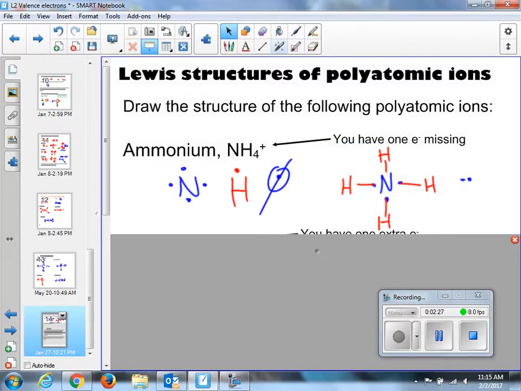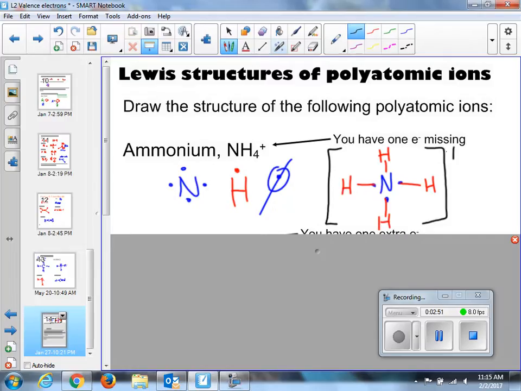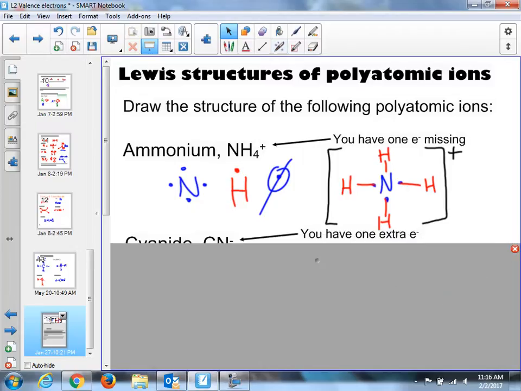Something missing though. If I don't indicate something on here, what do we need to do? Remember when we did single atoms that turned into ions? We put a box around it, square brackets. And we indicate this drawing of the NH4 isn't a molecule, it's an ion. It's missing 1 electron, it's a cation. It means you have 1 less electron to work with, basically. Okay, we'll try the next example together.